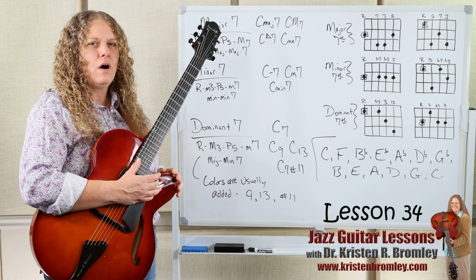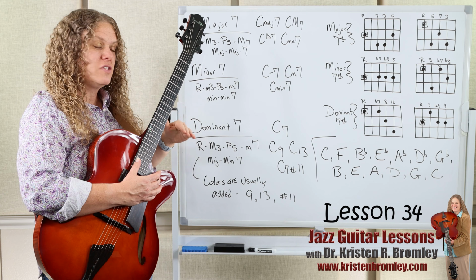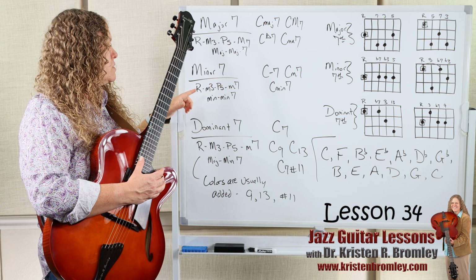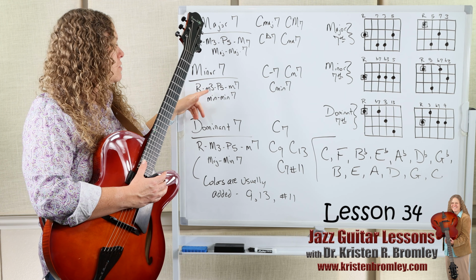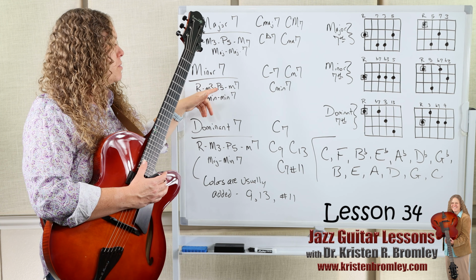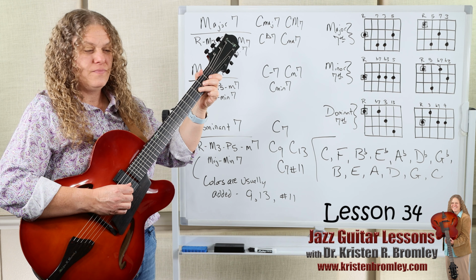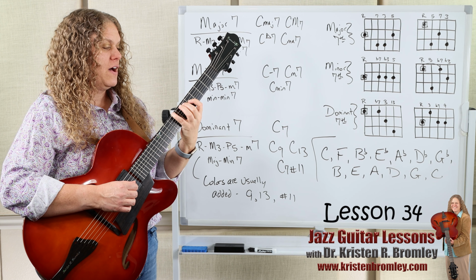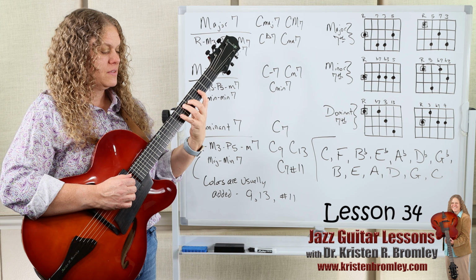Comparatively, we have the minor seventh chord, which is in theory terms known as the minor seventh chord. This one has the root, the minor third, the perfect fifth, and the minor seventh. So root, flat 3, 5, flat 7. Root, flat 3, 5, and flat 7. It's kind of a stretch to play like that, but I can do that.